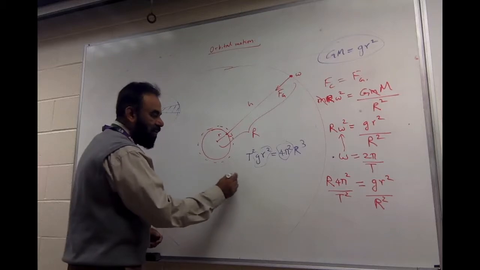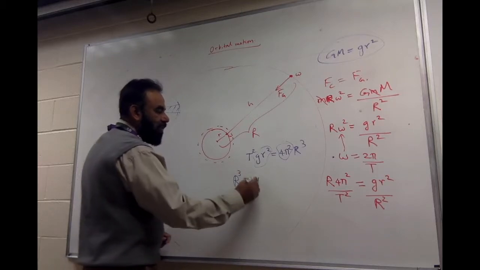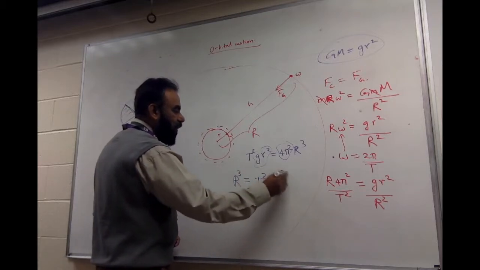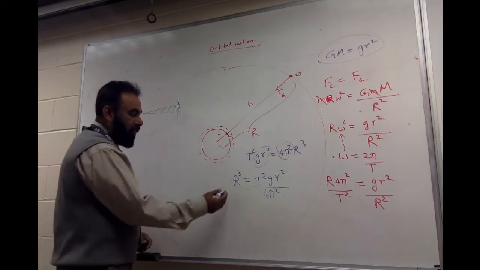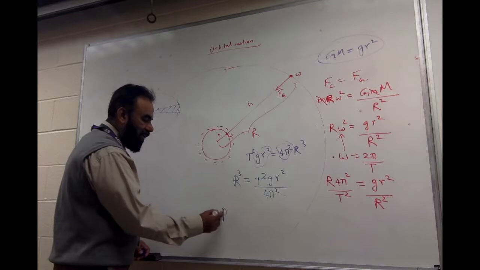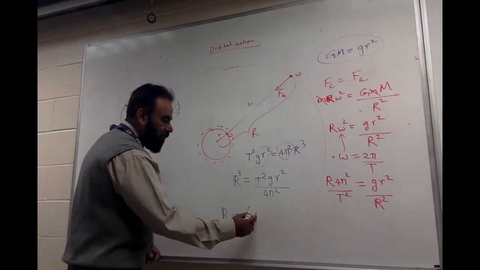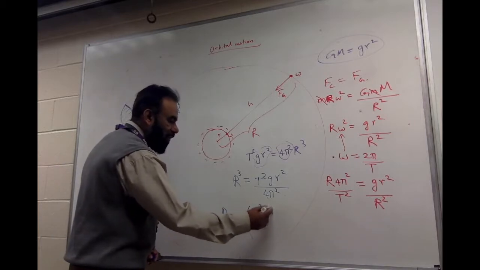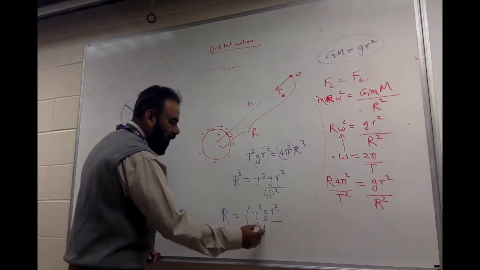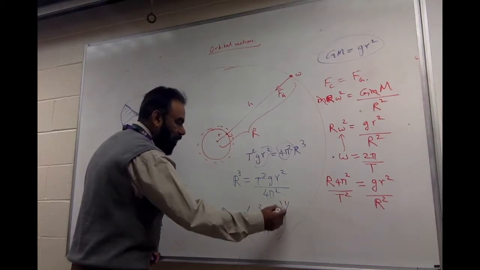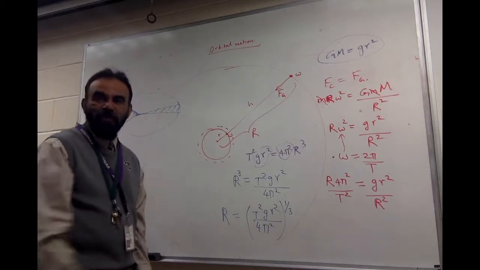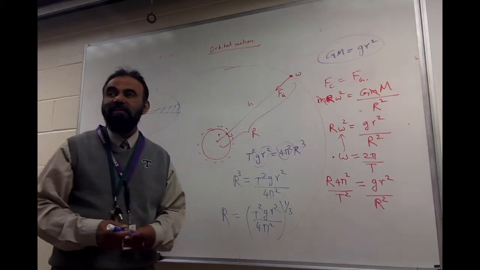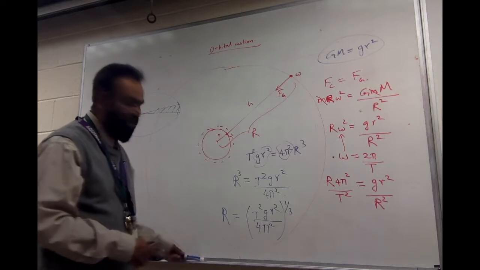that. So what is R cubed? It's T squared g R squared over 4 pi squared. And therefore, you can take the cube root, so R is (T squared g R squared over 4 pi squared) to the power of 1/3. I'll give you some time. Go ahead and plug all these things in and get the answer, or try to get the answer.